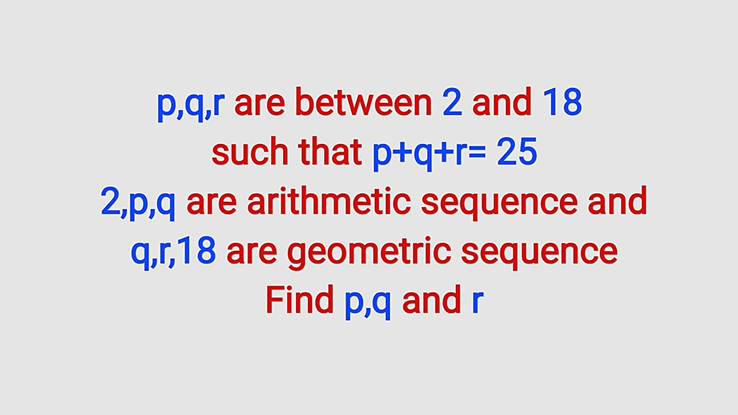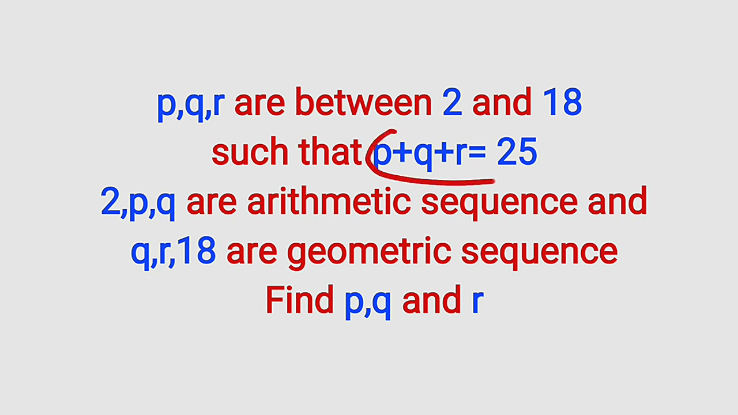The question reads: P, Q, R are numbers between 2 and 18, such that P plus Q plus R equals 25, then 2, P, Q are an arithmetic sequence, and Q, R, 18 are a geometric sequence. We are asked to find the values of P, Q, and R. All right, let's get started.